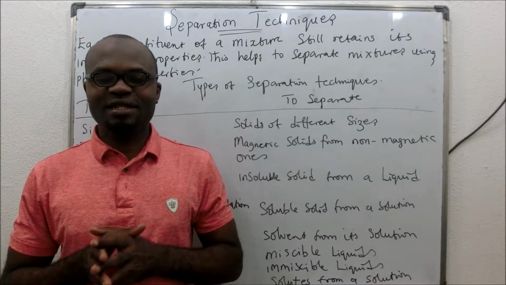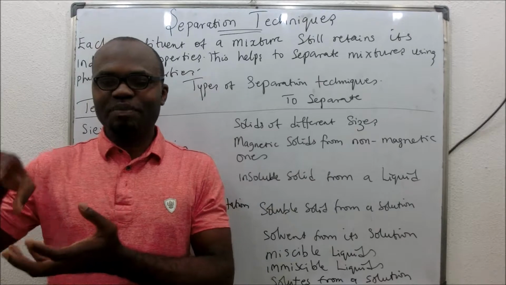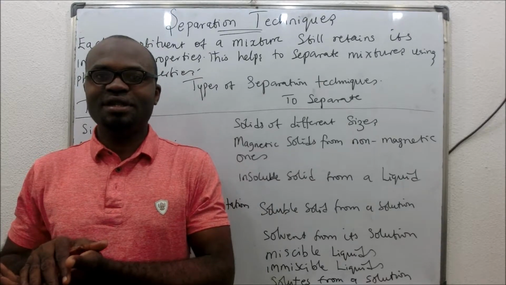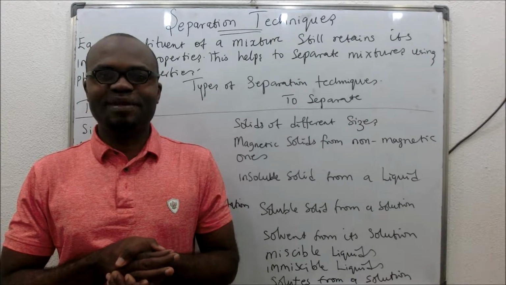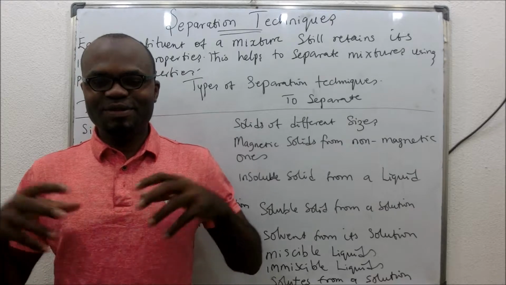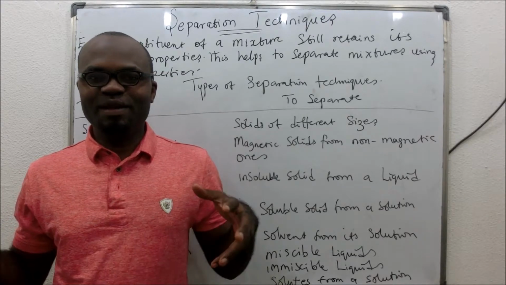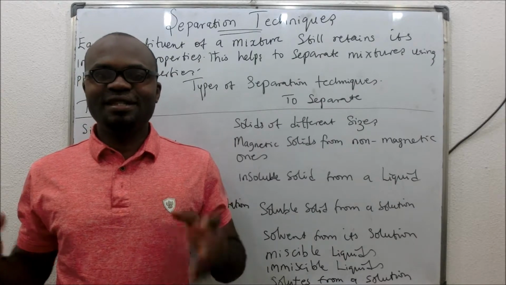And the separation technique used here is fractional distillation, considering the boiling point, because the boiling point of PMS is different from that of diesel and is different from that of the AGO. So due to this difference in boiling point, which is a physical property, we can easily separate.